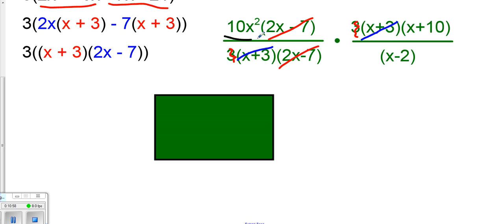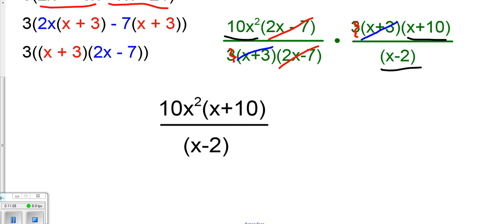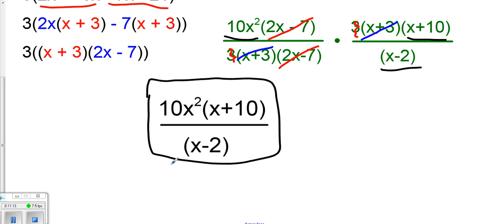So what are we left with? 10x squared, x plus 10, those are the only ones on top, and x plus 2 is the only one on bottom. So this would be your simplified rational expression.